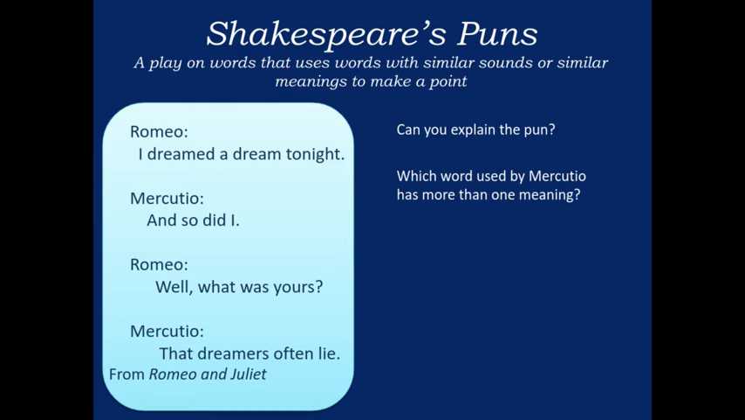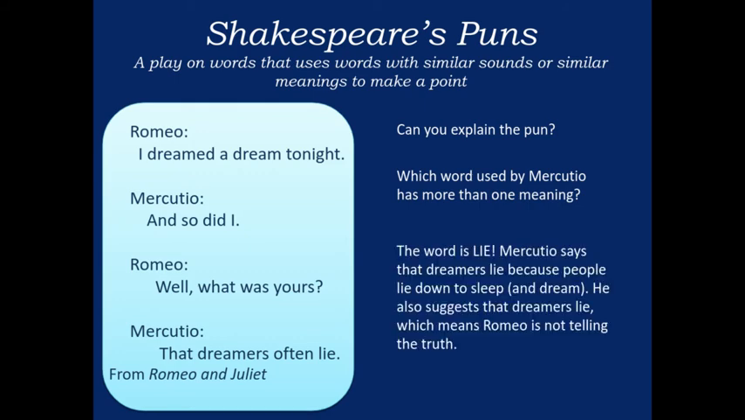Well, let's see. You dreamed a dream, and so did I. Well, what was yours? That dreamers often lie. Well, the word is lie. Mercutio is saying that dreamers often, when you're lying down to sleep and dream, you have to lie. But he's also saying that dreamers lie, which means that Romeo might be lying and not telling the truth.